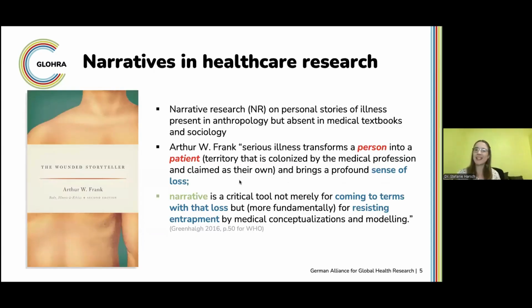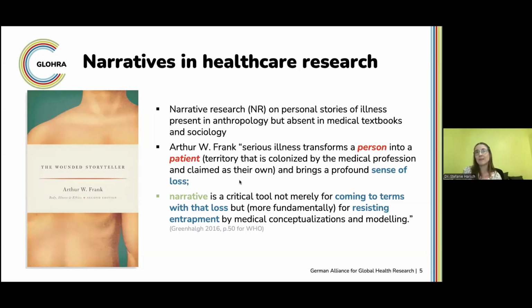Then we look back at narratives in healthcare research. Greenhalgh was commissioned by the WHO in order to look closer into what we know about narratives in healthcare research. And she came to the conclusion that narrative research is usually present in anthropology, but not in medical textbooks and also not in sociology. One of the first initiators of a change was Arthur Frank, who himself was diagnosed with cancer and other diseases, and he wrote a book, The Wounded Storyteller.